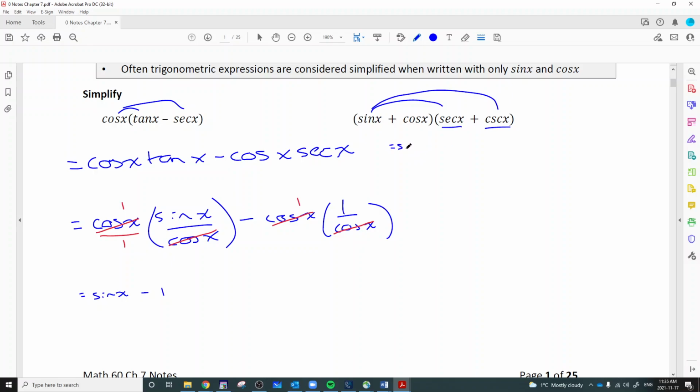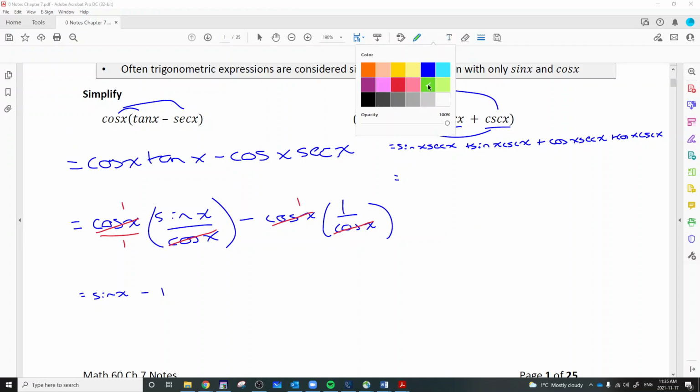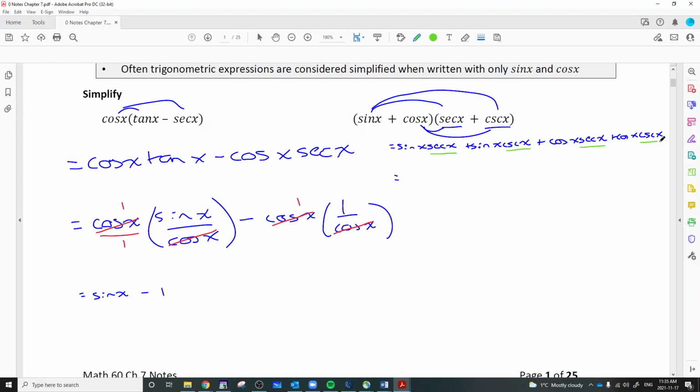So I'm going to do that. I get sine x secant x plus sine x cosecant x plus, now I'm going to distribute the cos x, secant x, and then cos x cosecant x. Now I'm going to use my basic identities to replace the things that aren't sine and cosine. So I'm going to replace the secant x, the cosecant x, the secant x, and the cosecant x.